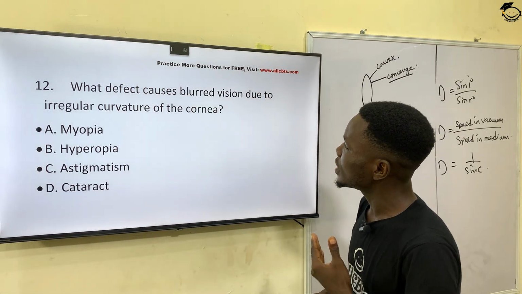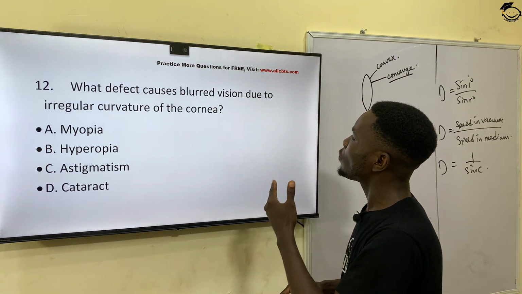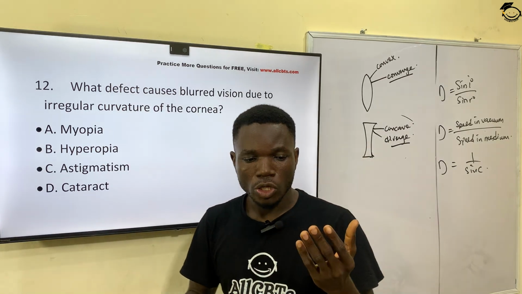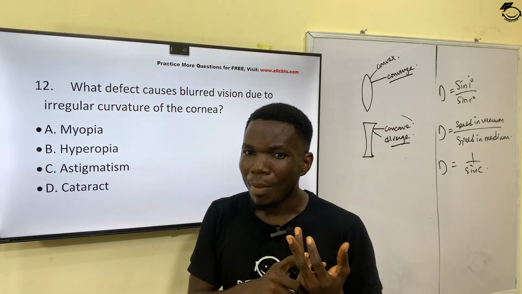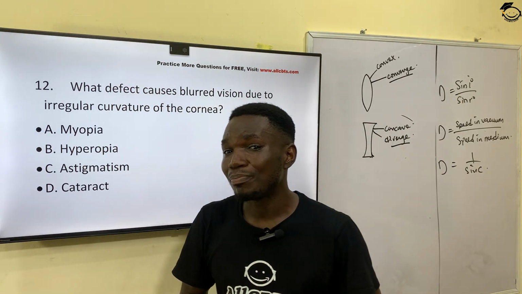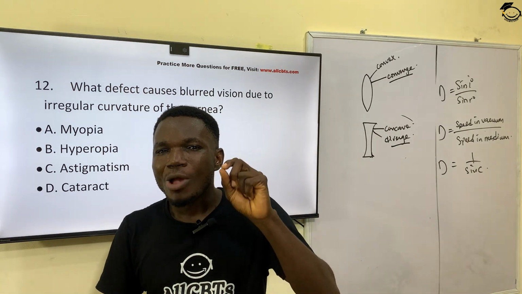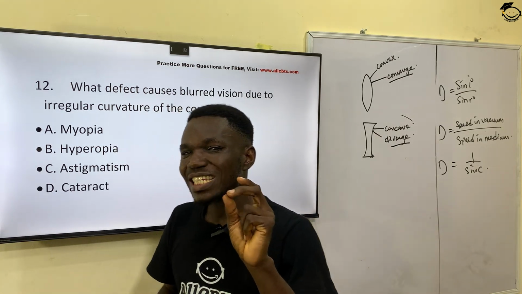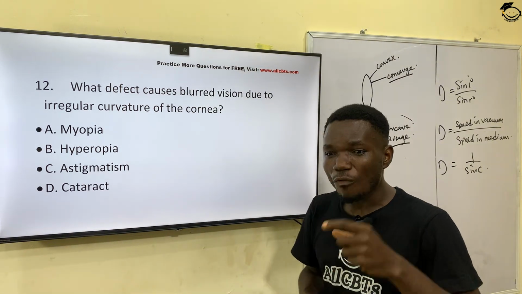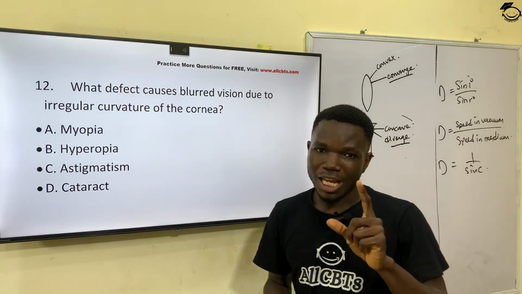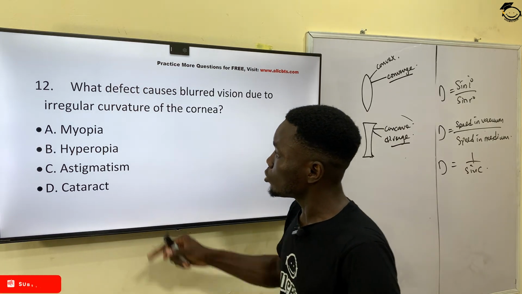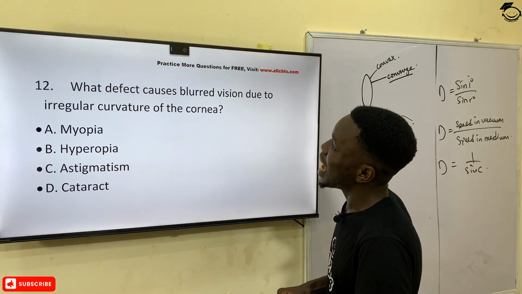So that is also question number 12. We say, what defect causes blurred vision due to irregular curvature of the cornea? We talked about myopia, and hypermetropia, which is long-sightedness, but there was a particular defect I made mention of in that video called astigmatism, and astigmatism causes blurred vision as a result of irregular curvature of the cornea. So the correct answer to that question is astigmatism, which is option C. Moving on to question number 13.